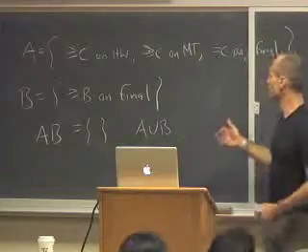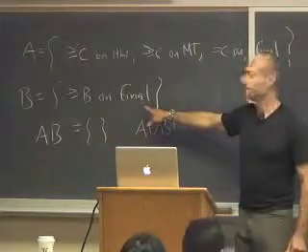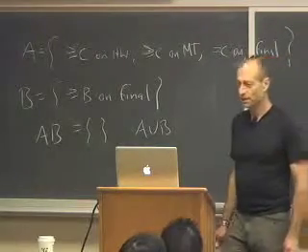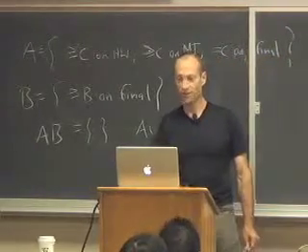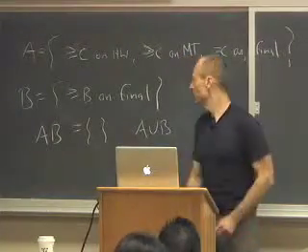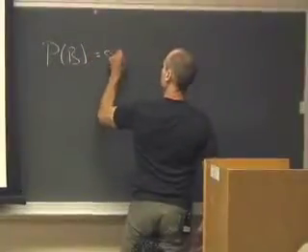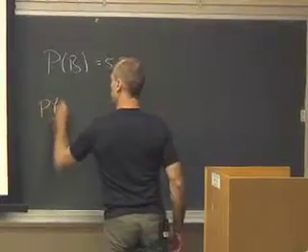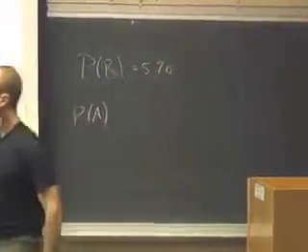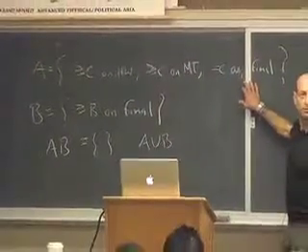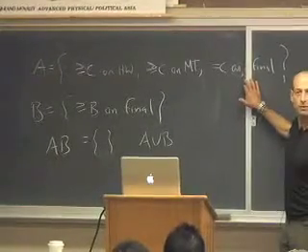So how about this one? The probability of that ought to be pretty easy. It's given. It's 5%. So P of B is 5%. And what's P of A? Well, this has to happen, and this has to happen, and this has to happen, right? It's the probability of an intersection.